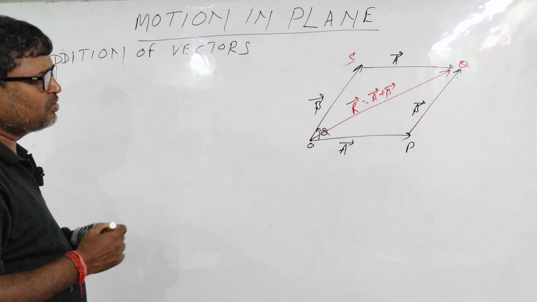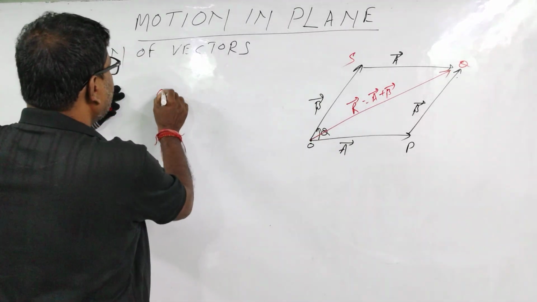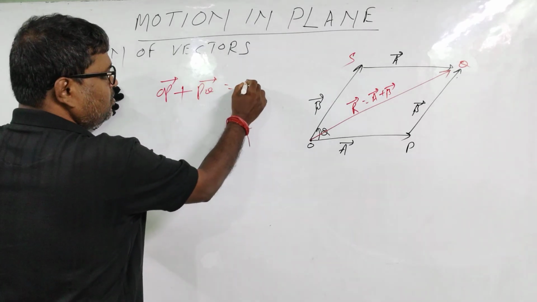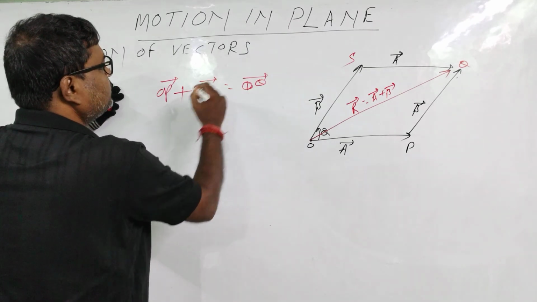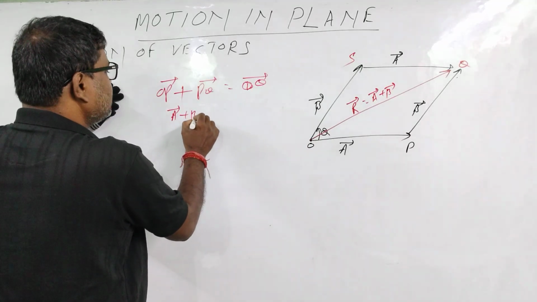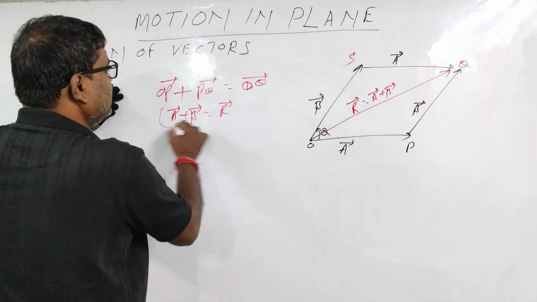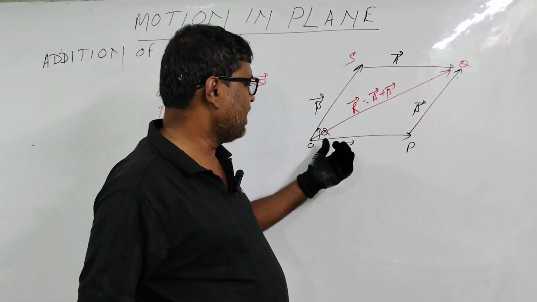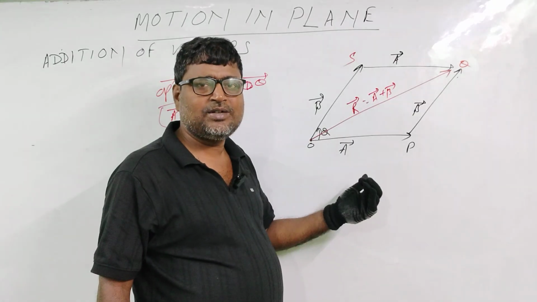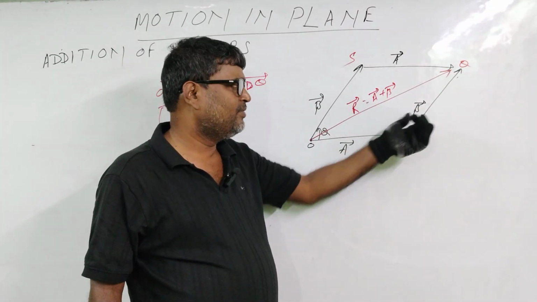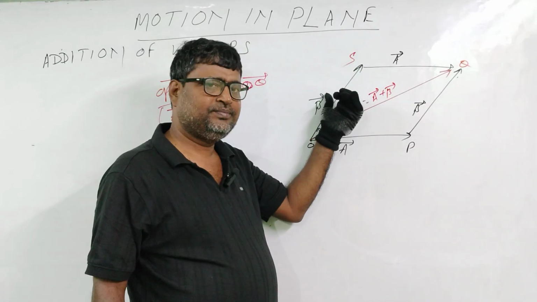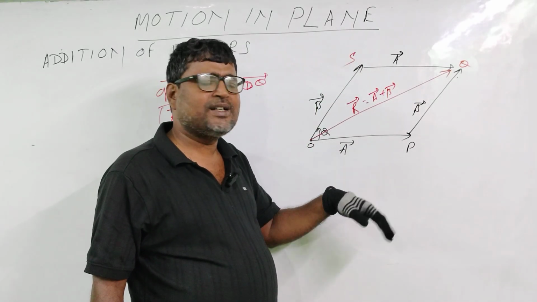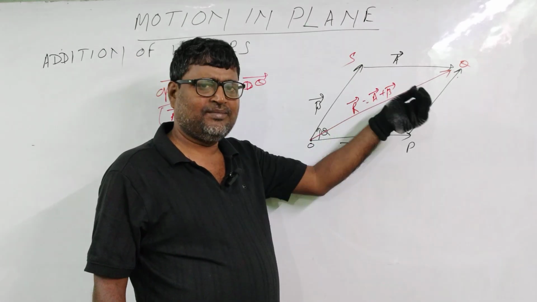Simply, vector OP plus vector PQ equals vector OQ. That means A plus B equals R. This is the law: two vectors acting simultaneously at a point, represented by two sides of a parallelogram drawn from a point, then the resultant is represented by the diagonal of the parallelogram drawn from that point.